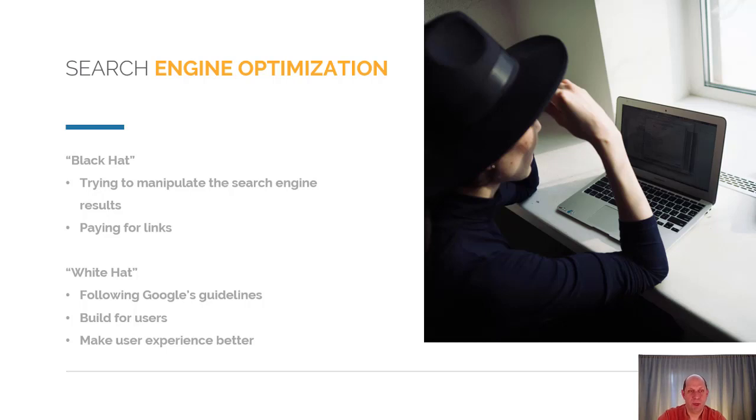The opposite is white hat. This is where you do follow Google's guidelines on how to optimize your website to show up better. Google actually does want your website to show up better because it helps them find the information and show it, so they can understand your website better. The major point that Google is trying to accomplish is to build your website for users. It seems self-explanatory, but some people emphasize how to rank higher in Google as opposed to making sure that the user experience is good.